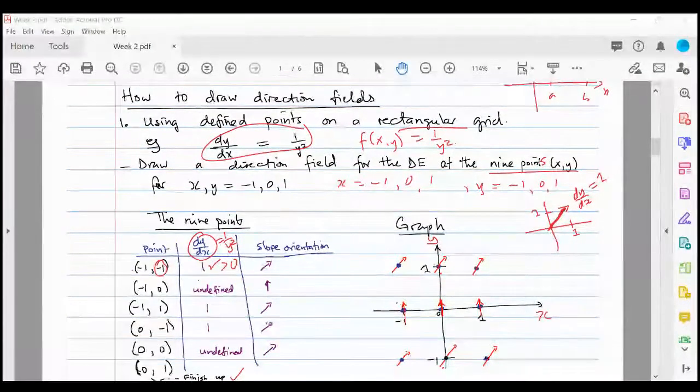Let me see. Yes, I should go back to where we substitute the y value. Let me go back through the whiteboard.